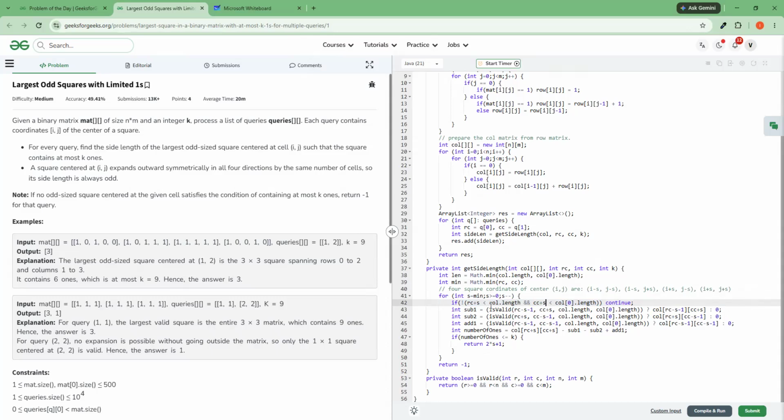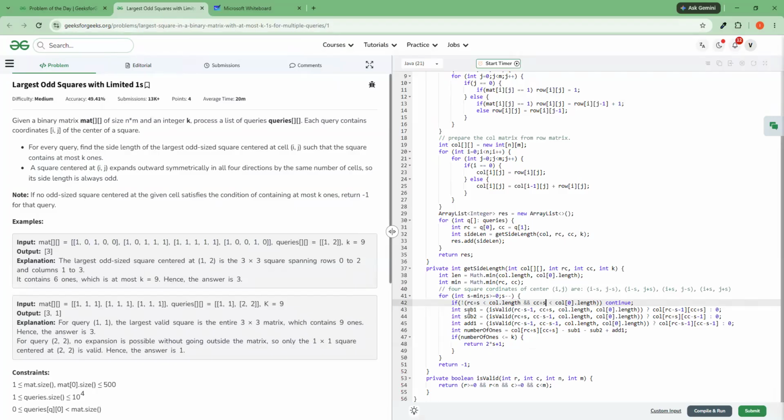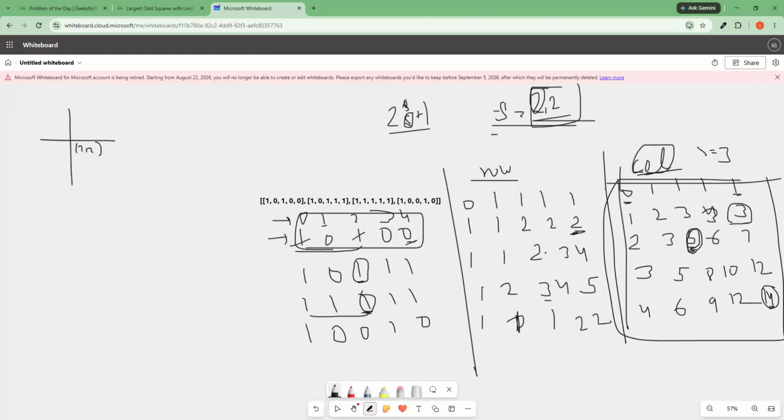If these are not valid, there is simply nothing to do. What does this value mean? RC and CC is the center of this coordinate, and S I'm taking as, let's suppose, 3. There is no point going further, because 2 plus 3 is 5, and 5 is directly out of the boundaries. I'm just taking this as an extra check, and then I'm going to decrease the value, because of why I've showed you, right?